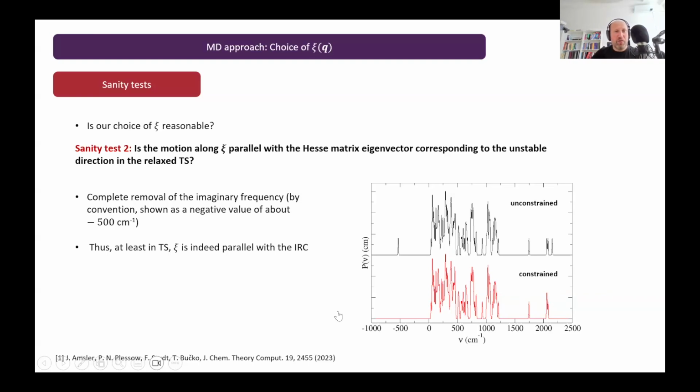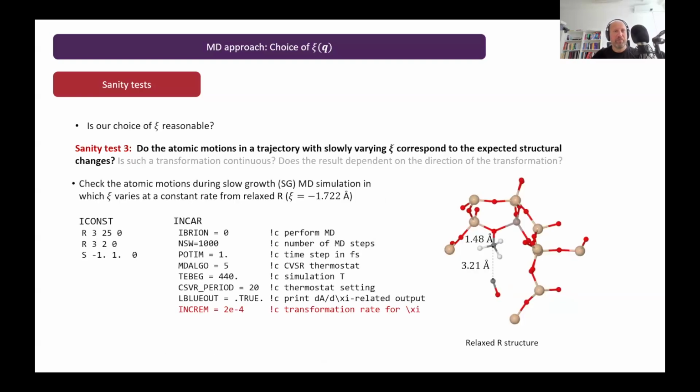Okay, so from that, we see that at least in the transition state, xi is indeed parallel with the intrinsic reaction coordinate. Of course, this kind of test only makes sense if the temperature or entropic effects do not cause a significant change in mechanism. In that case, of course, you don't expect that a low temperature transition state would be of any relevance.